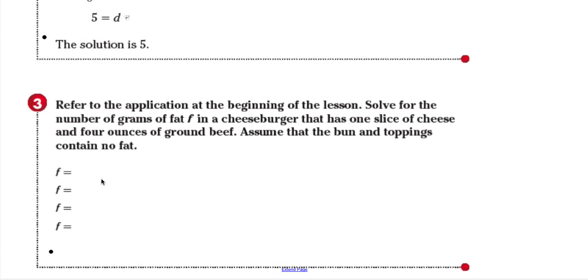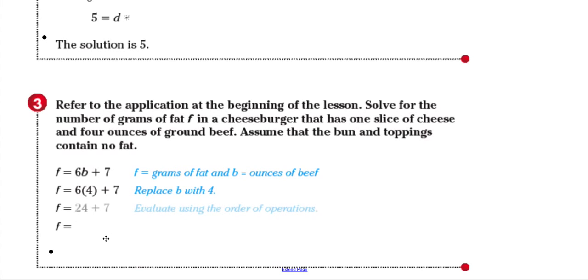Let's finally answer our cheeseburger question. Refer to the application at the beginning of the lesson. Solve for the number of grams of fat in a cheeseburger that has 1 slice of cheese and 4 ounces of ground beef. Assume that the bun and toppings contain no fat, which is actually not realistic, but let's do that. So you have F equals 6b plus 7. F represents the grams of fat and b represents the ounces of beef. If we represent 4 ounces of beef as b, you now have 6 times 4 plus 7, and end up with 24 plus 7. Evaluating using the order of operations, F is 31, which simply means that a cheeseburger is about 31 grams of fat if you have 4 ounces of ground beef.